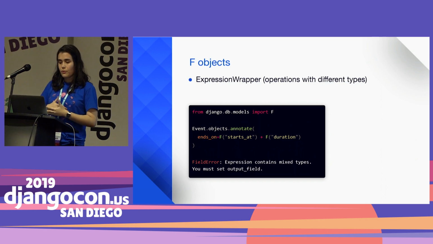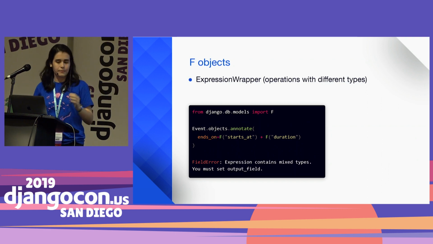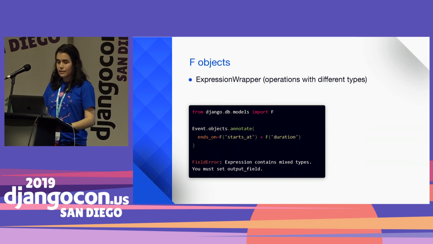In the previous example, we used F with two fields, but both were integers. In case we want to do operations with fields of different types, we have to use something called ExpressionWrapper. Because when you try, for example, in our event model, to sum the event duration with the starts at, Django is going to throw a FieldError because it's a duration field and a datetime field, different types.